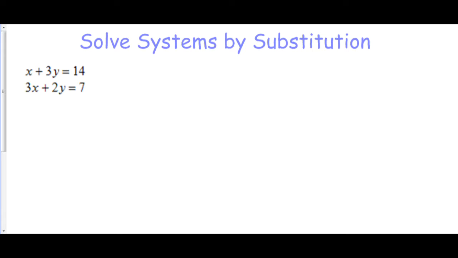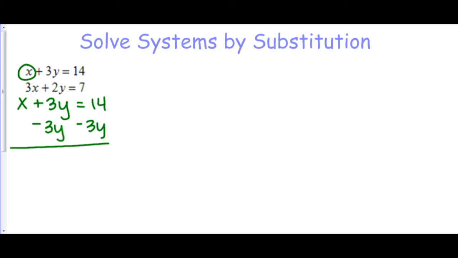If you notice here in the first equation, we have x completely by itself, so that's going to be the easiest variable to solve for. So I'm going to rewrite that equation below, and then I'm going to perform the steps that I need to in order to solve for x. So to get that x variable alone, I'm going to subtract my 3y over to the other side. There are no like terms to combine with it, so I have x equal to 14 subtract 3y.